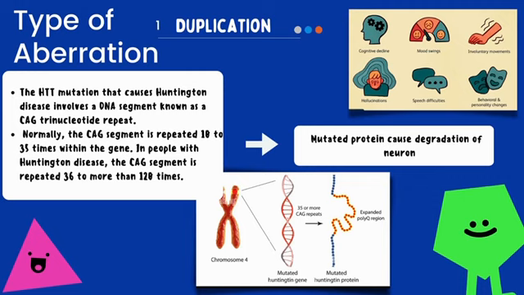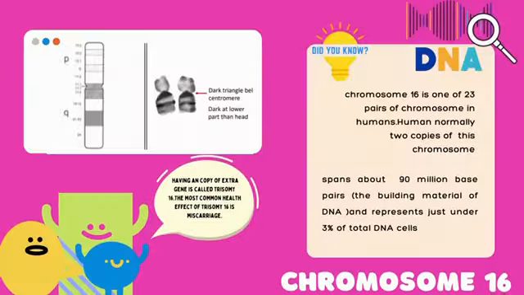Alright, let's move to the next part, which is the type of aberration that occurs in chromosome 4. First is the HTT mutation that causes Huntington's disease, involving a segment known as a CAG trinucleotide repeat. Normally, this segment is repeated 10 to 35 times in normal people, but people with Huntington's disease have it repeated about 36 to 38 up to more than 120 times. That is quite a lot.